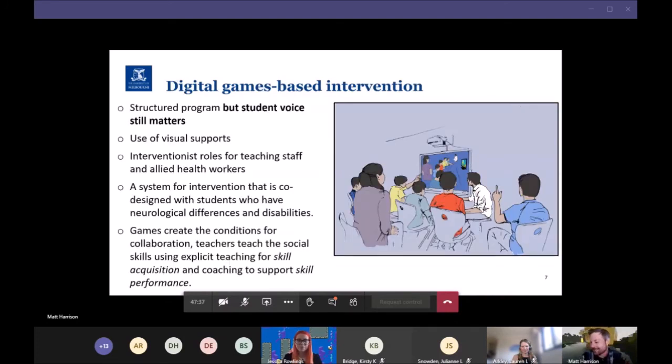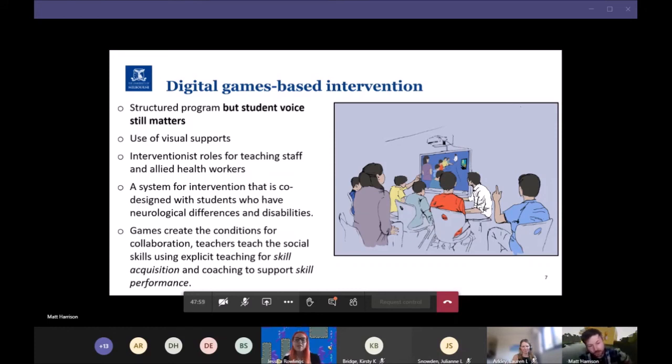And Jess, I know you're responding to someone else's question, but I thought, would you like to talk about digital games-based intervention? Yeah, so digital games-based intervention, as I said, is a more structured, more explicit teaching model. But the student voice still absolutely matters, and it's still about them, accommodating their needs and supporting them.